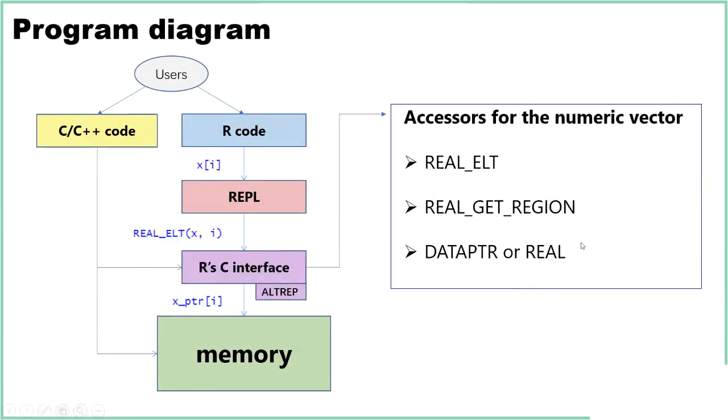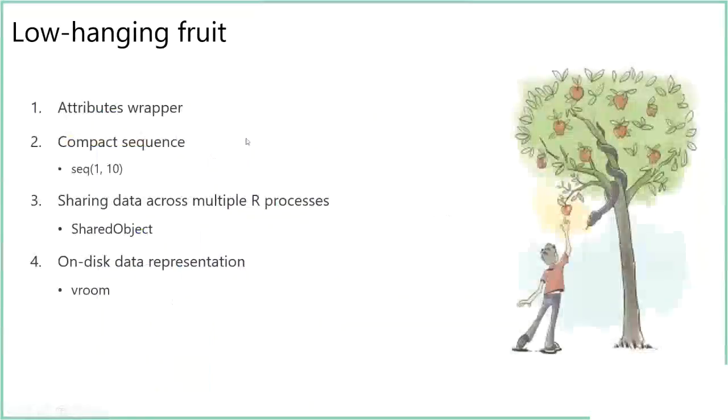And so everything looks good. Here are some low-hanging fruit for ALTREP. First is the attributes wrapper. As we mentioned before, that's one motivation for ALTREP. With the wrapper, we are able to change the attributes of a vector without duplicating its payload. And the compact sequence, that's also shown in the previous slides. We are able to create a very large sequence without using too much memory.